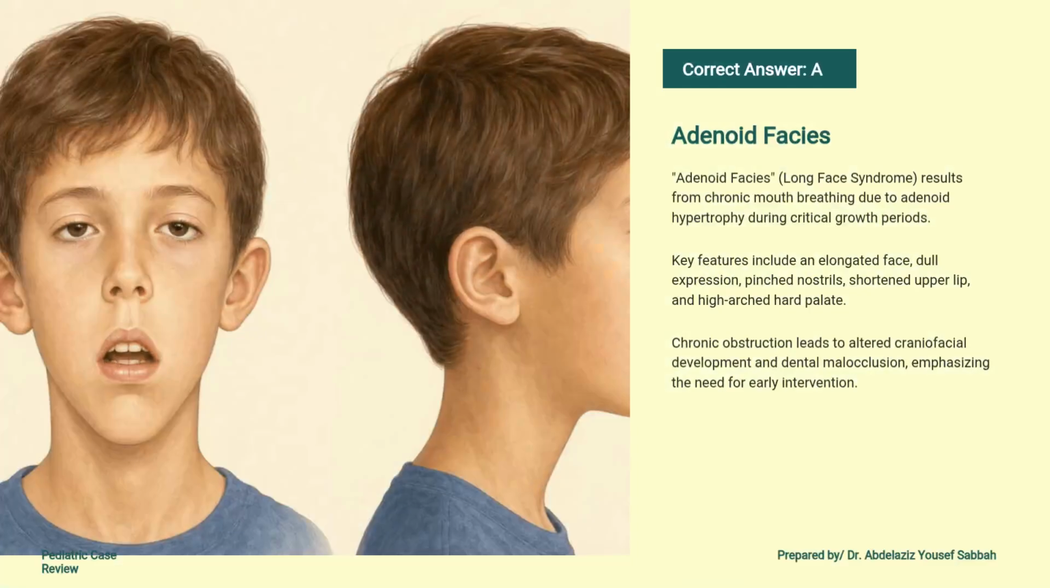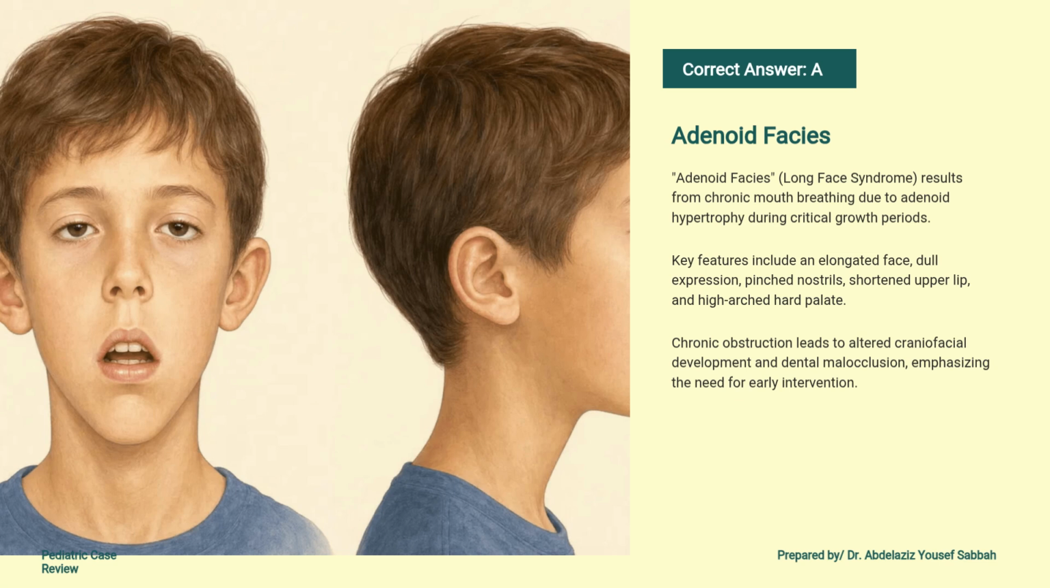The correct answer is option A, adenoid facies, sometimes called long face syndrome. This appearance develops when chronic adenoid hypertrophy forces a child into prolonged mouth breathing during critical years of craniofacial growth. Key features include an elongated face, an open mouth posture with a dull expression, pinched nostrils, a shortened upper lip, a high-arched hard palate, and dental malocclusion with crowding.